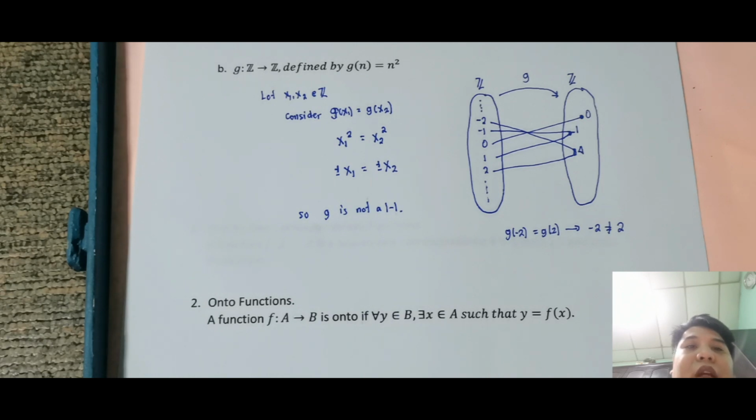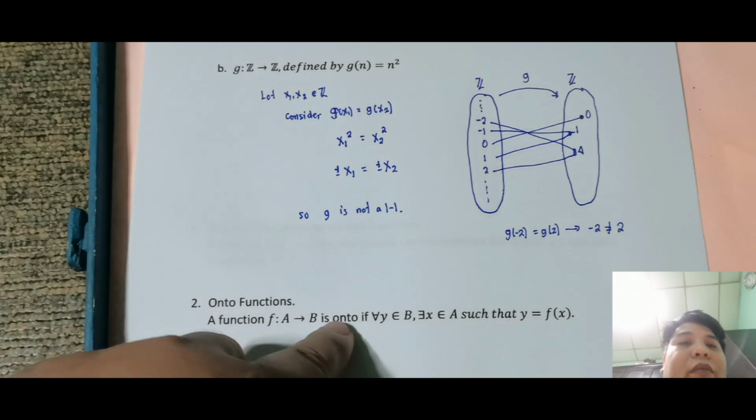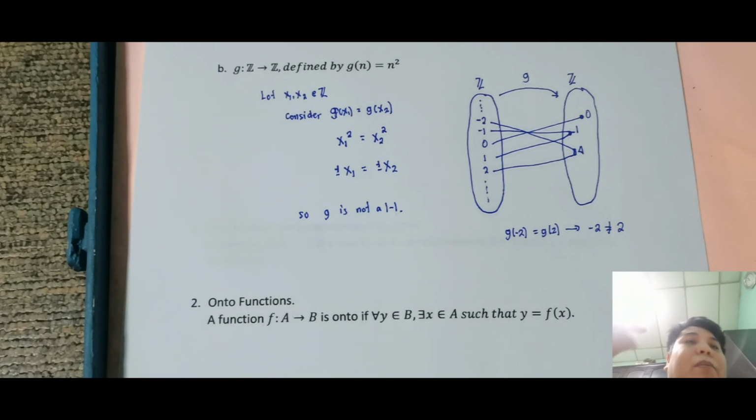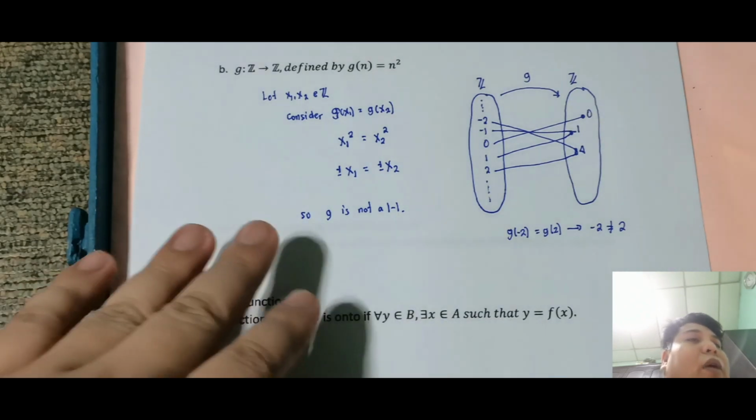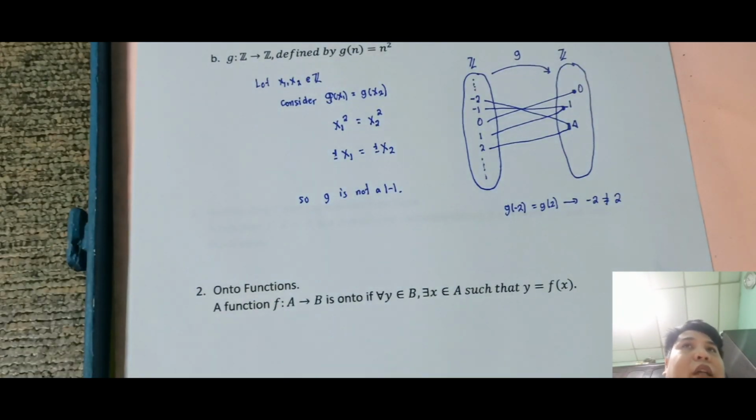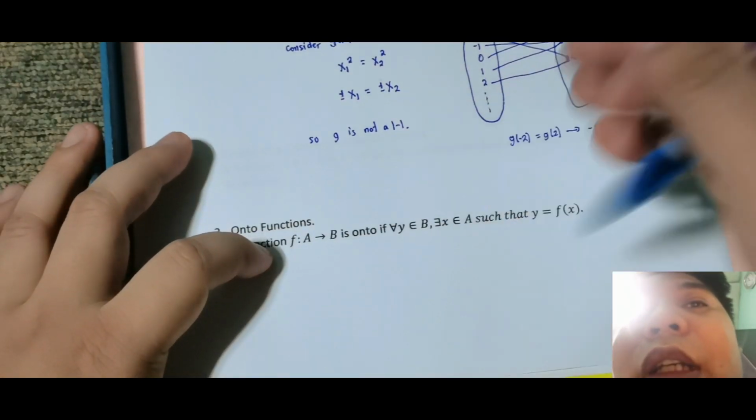So, a function f mapping from A to B is onto if for all y element of B, there exists x element of A such that y is equal to f of x. Ngayon, ano ba pinagkaiba niya kay 1 to 1? Si onto naman, ito yung kino-consider.